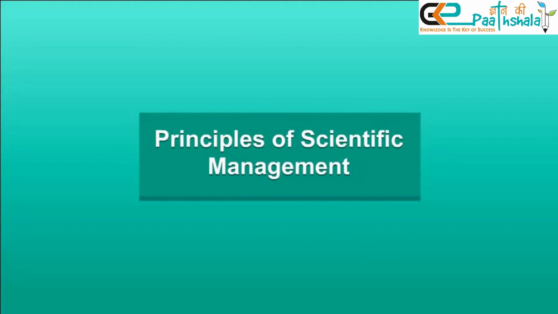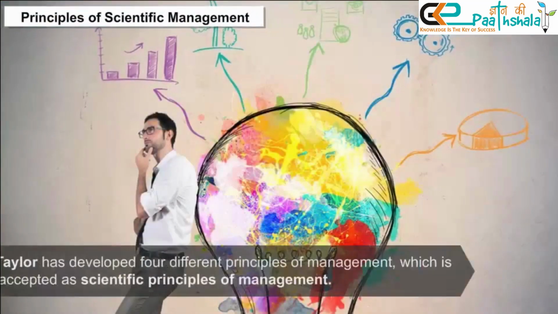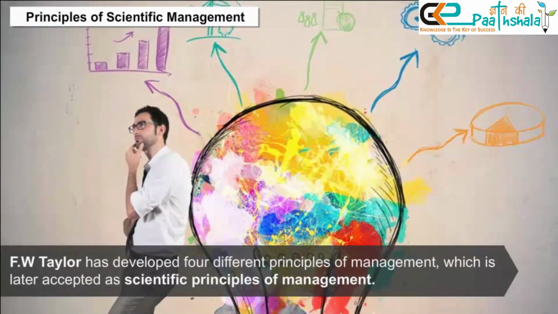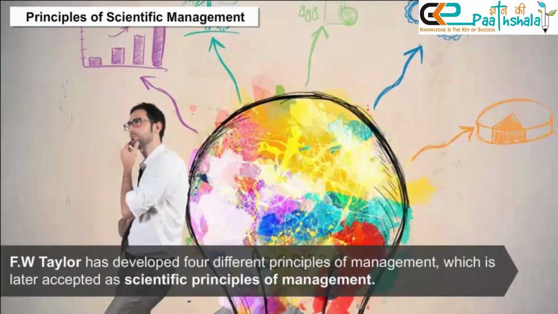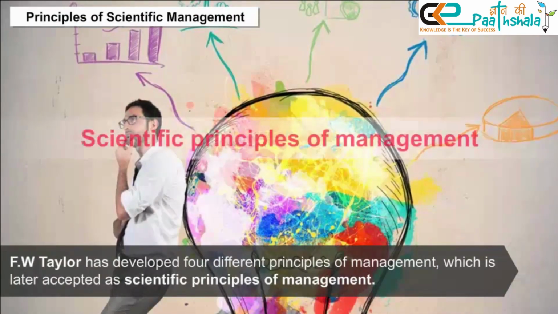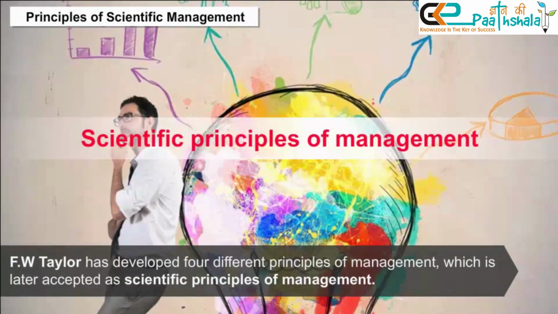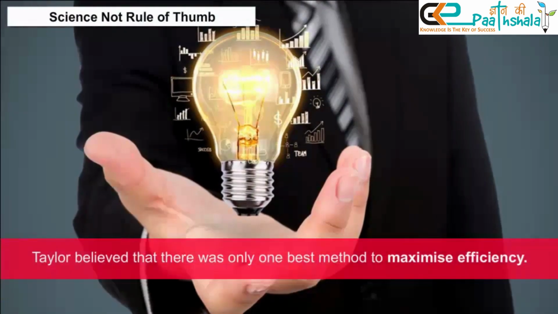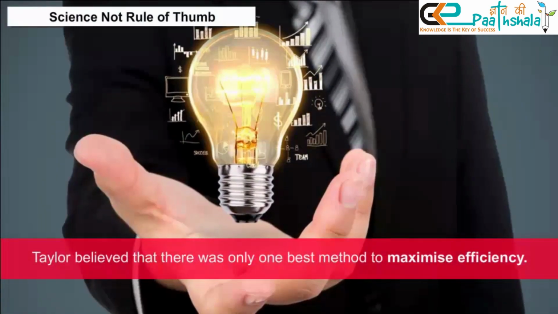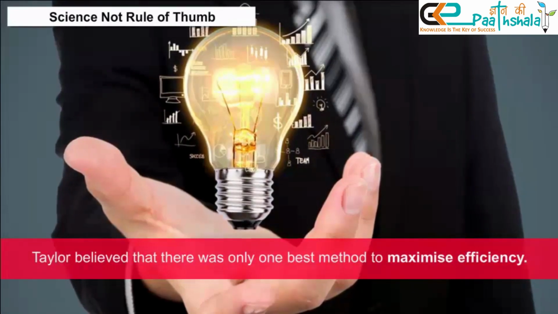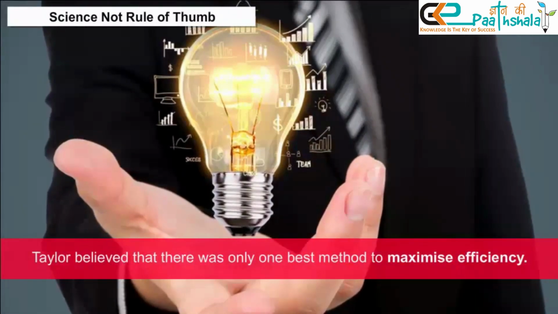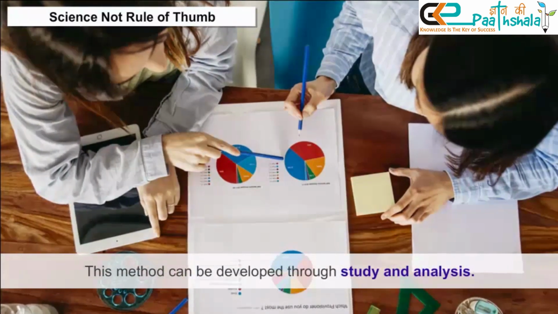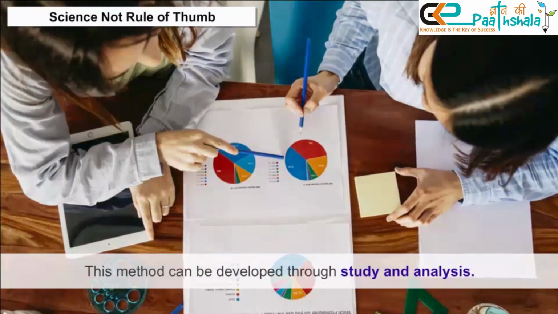Principles of Scientific Management. F.W. Taylor has developed 4 different principles of management, which is later accepted as scientific principles of management. Science, not rule of thumb. Taylor believed that there was only one best method to maximize efficiency. This method can be developed through study and analysis.